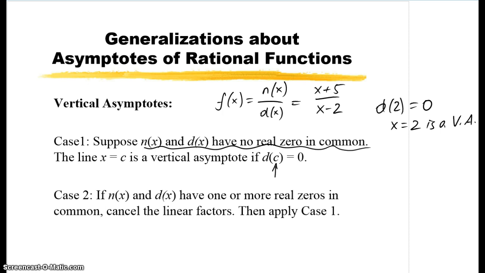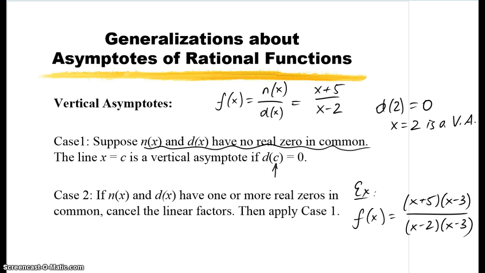The second case is if they do have something in common. If n of x and d of x have one or more real zeros in common, then you have to cancel out those linear factors and apply case 1. Here's an example: f of x equals x plus 5 times x minus 3 all over x minus 2 times x minus 3. Notice these now have real zeros in common. 3 is the real zero, or you could think of them as terms in common. So you have to cancel them out, and that gets you back to case 1. In this case, I chose the example to be the exact same rational function as in case 1 after you cancel out, but it doesn't have to be. It could be anything. Okay, so that's the story on vertical asymptotes.